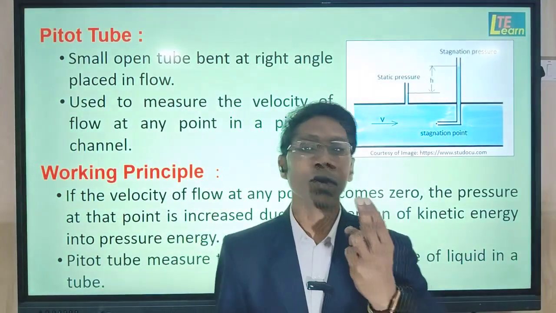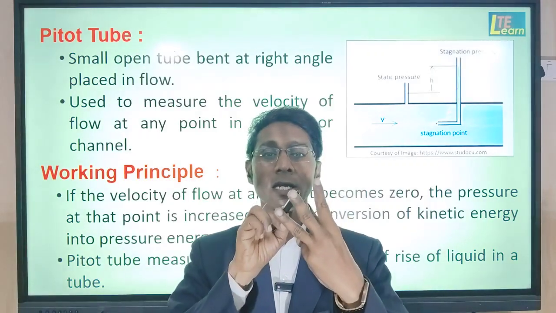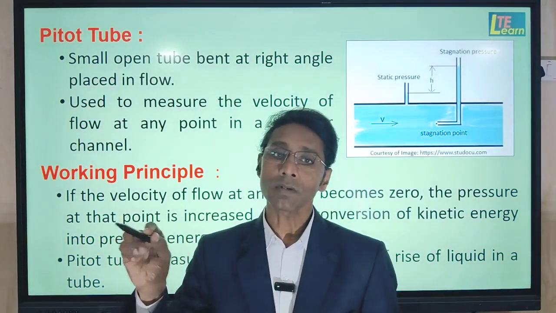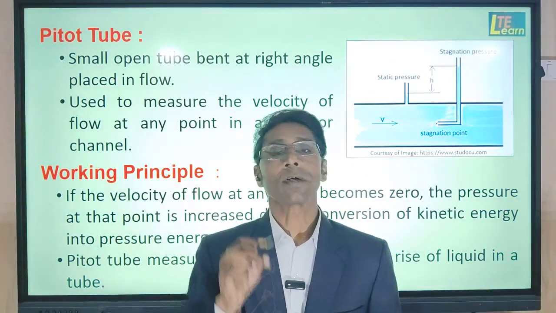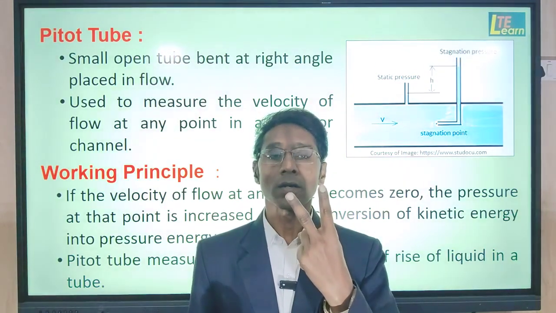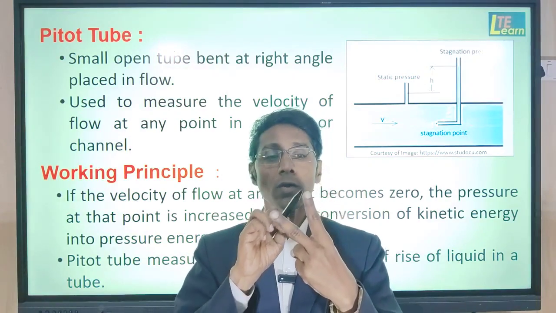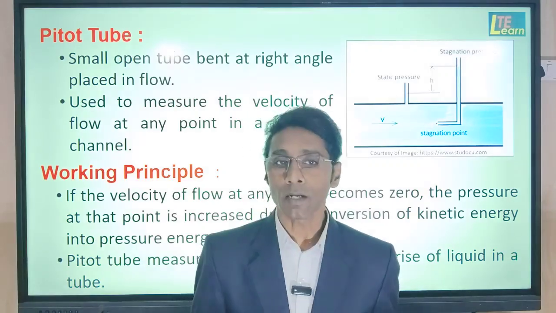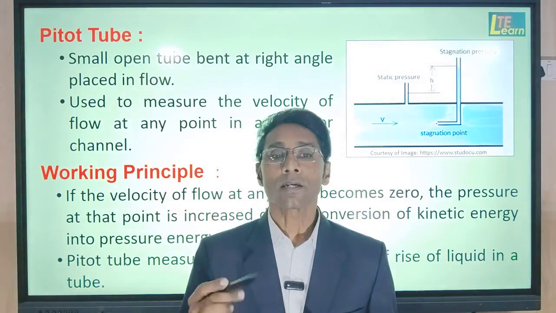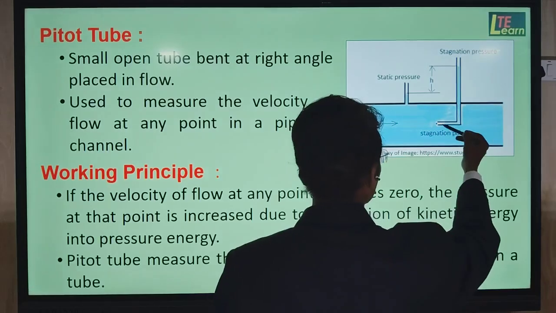Means what? Bernoulli's equation has three kinds of energies: pressure energy, kinetic energy, and elevation energy, meaning datum energy. Now as the pipe is horizontal, at different points the elevation energy remains the same. So the remaining are the two energies, that is pressure energy and kinetic energy. So when a change in one form of energy takes place, that change is converted or reflected in another energy. So here, this tube is placed.